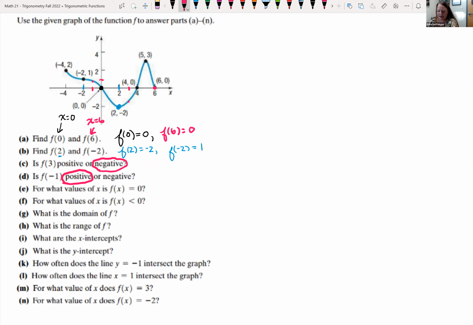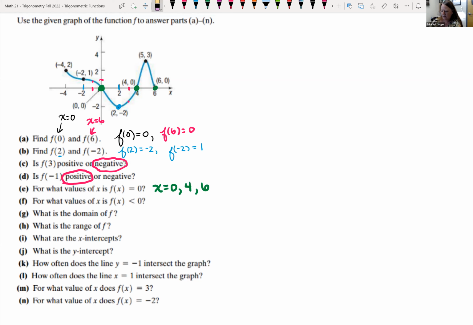So for what values of x is f of x equals 0? It's asking me, what are my x-intercepts? What are the values where my graph is touching or crossing the x-axis? And if we look at that, there are 3 points where it's touching or crossing the x-axis. That's when x equals 0, when x equals 4, and when x is equal to 6.